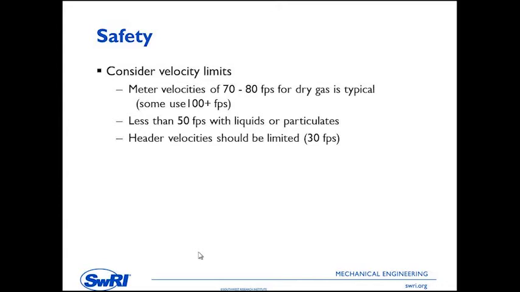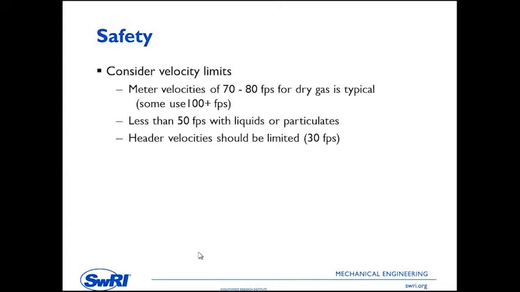Other things that need to be considered will be drawn out more in this discussion, and that is meter velocities. Some companies are typically designing for maximum velocity between 70 or 80 feet per second for dry gas applications, and some even go as high as 100 feet per second. But they need to be cautioned from the perspective of the gas quality conditions have to be well known.